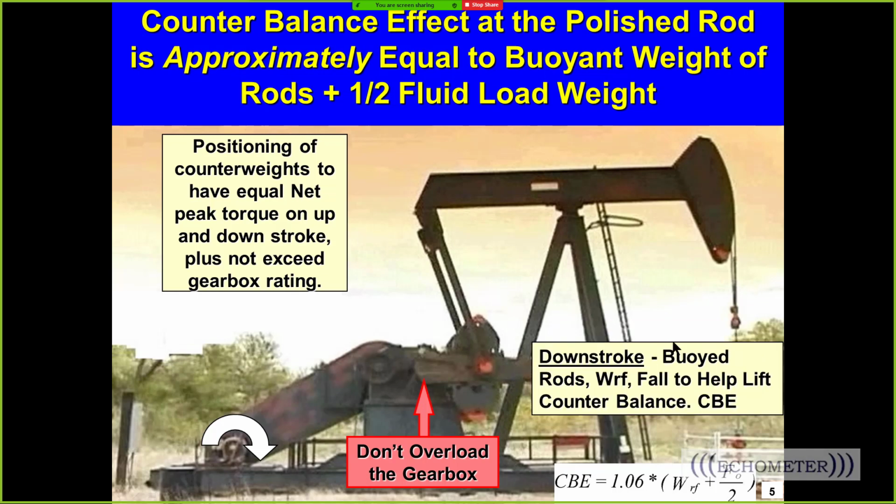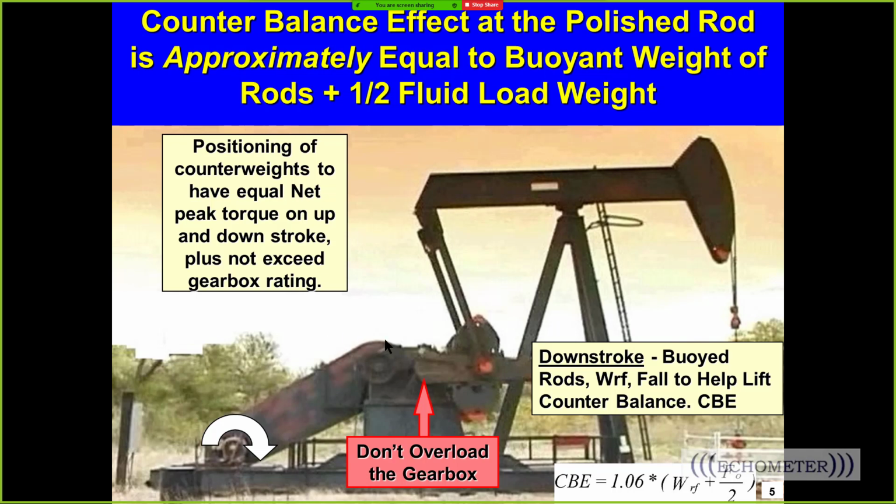Now, when the rods are falling, they're having to lift this effect of the weights and cranks at the polish rod. And so now on the downstroke, this is the weight of rods in fluid plus half the pump load, and this is the weight of rods in fluid. So now this is too heavy by about half the pump load. And we're ignoring the effects of acceleration. We'll see the effects of acceleration, and that's also in there.